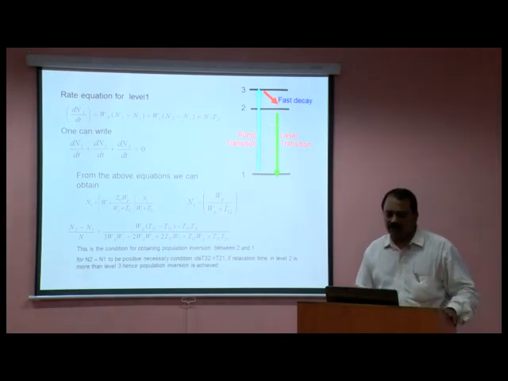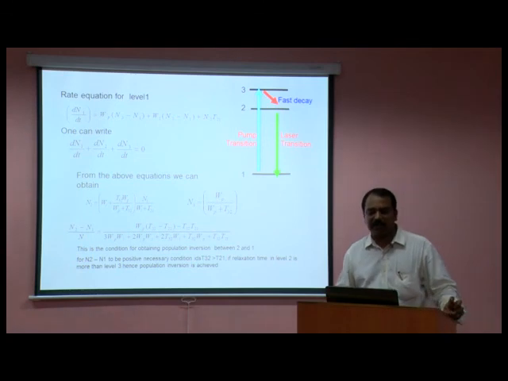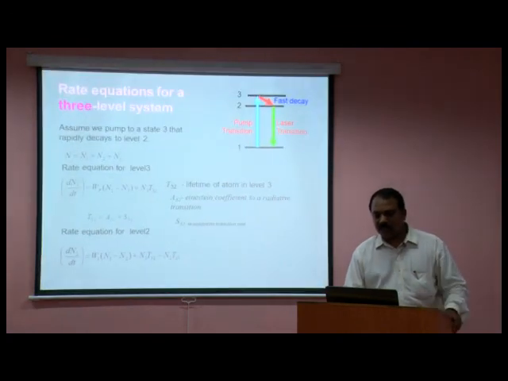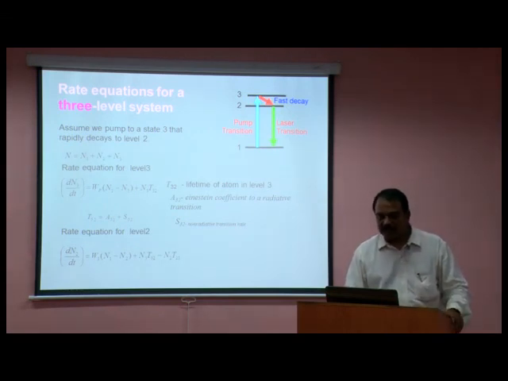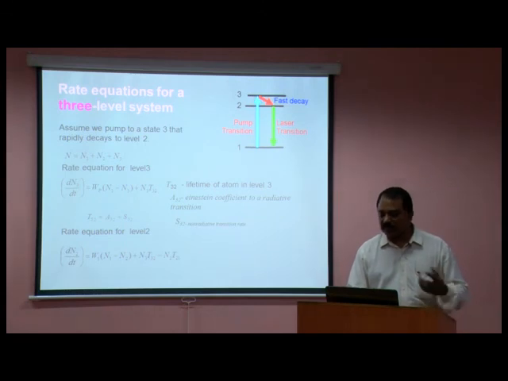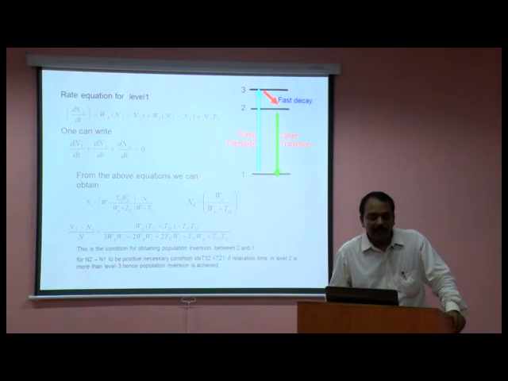With this background, we can write another equation: dN1 by dt plus dN2 by dt plus dN3 by dt is equal to 0. This is obvious because the total number of atoms in the assembly is a constant, that is N equals N1 plus N2 plus N3. If you differentiate with respect to time, the constant becomes 0. So dN1 by dt plus dN2 by dt plus dN3 by dt is equal to 0.